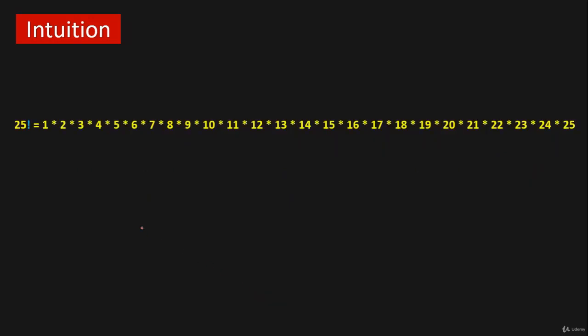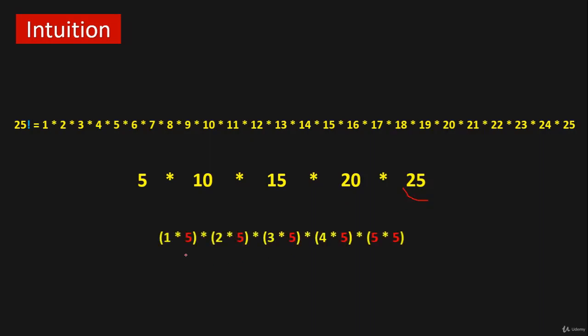If we are given factorial of 25, then we have to find the multiples of 5, right? To get the number of trailing zeros. Here we have 5 numbers that are multiples of 5, and this 25 contains two 5s. If we write this again, we get 1 times 5, 2 times 5, 3 times 5, 4 times 5, 5 times 5. Here we see the total multiples of 5 is 6. So in the factorial of 25, we have 6 trailing zeros. Now our goal is to find how many times we multiply the number by 5. Now let's see how we can find that.